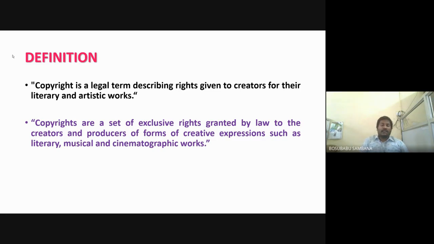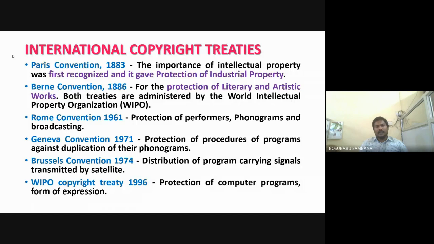We have already discussed many international conventions: the Paris Convention, Berne Convention, Rome Convention, Geneva Convention, Brussels Convention and the WIPO Copyright Treaty also. Based on every convention, they give particular importance to the work. The importance of industrial property was first recognized, giving protection to industrial property and copyright work. Next, the Berne Convention in 1886, the first protection of literary and artistic works, both treaties administered by the WIPO. And the Rome Convention in 1961 to protect performers, phonograms and broadcasting mechanisms.